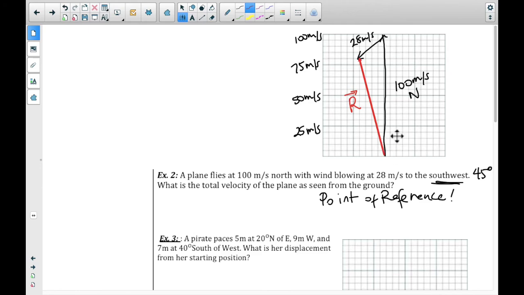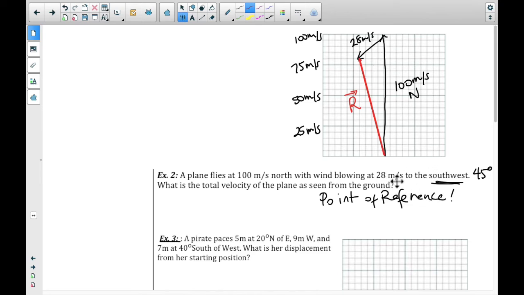They think they're going 100 meters per second north. Not really, their instrumentation is better, but that's the deal. And we've got 28 meters per second going this way. Well, that's slowing them down and pushing them a little bit off course. And so this is our resultant vector, and that's what we're looking for. That's what the question is asking, point of reference: from the ground, what does it look like it's doing?